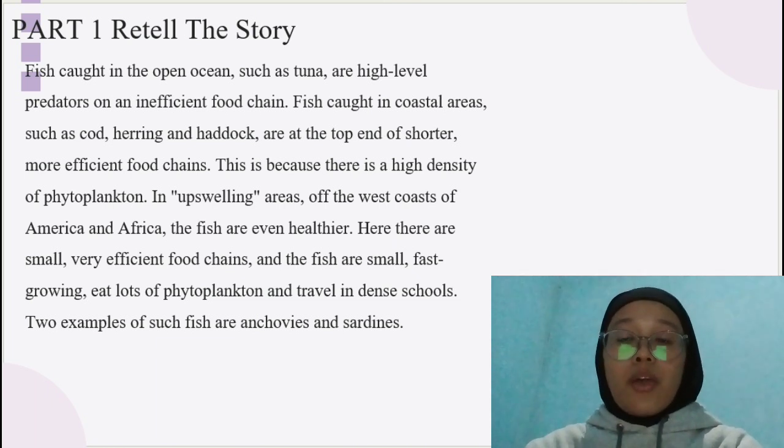In upwelling areas of the west coast of America and Africa, the fish are even healthier. Here are the small, very efficient food chains, and the fish are small, fast-growing, eat lots of phytoplankton, and travel in distant schools. Two examples of such fish are anchovies and sardines.